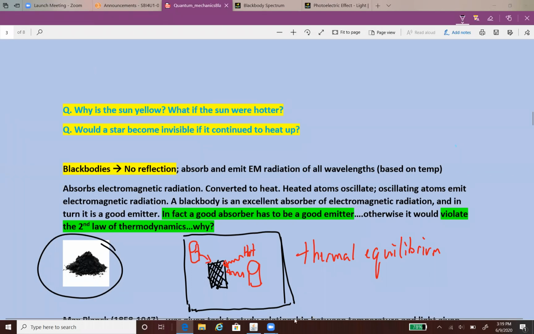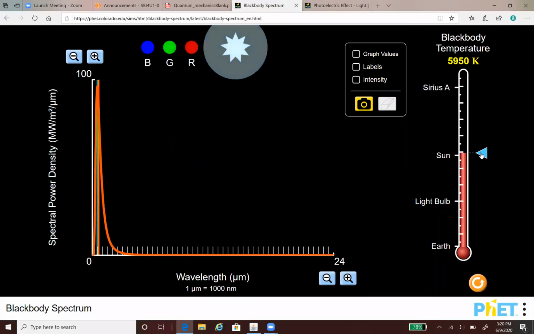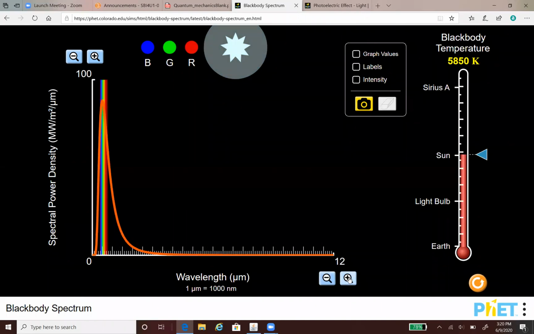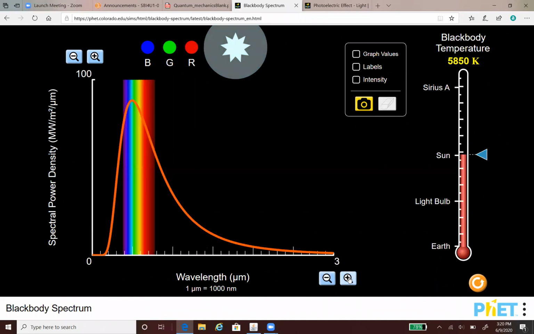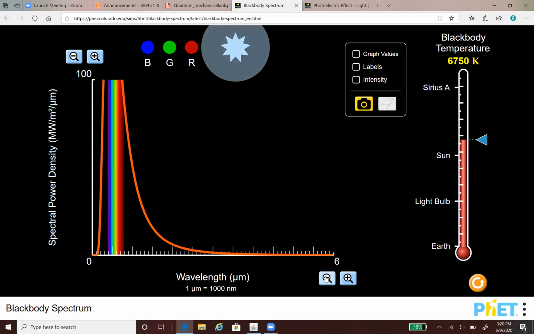Oh, I skipped over this question. Why is the sun yellow? So the sun is yellow because if you look at, we go back to this temperature of the sun. Let me zoom out. Let me zoom back in, I guess. Most of the visible light is actually in the yellow range. So if you were to keep heating it up, you would see that it would actually shift, which you can't actually see too well here.